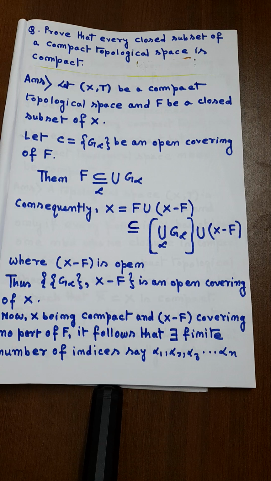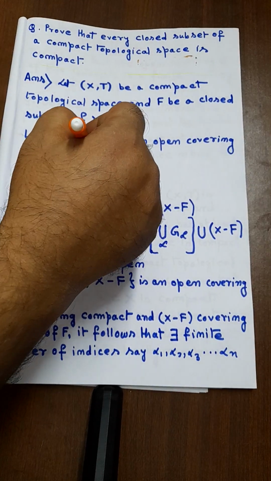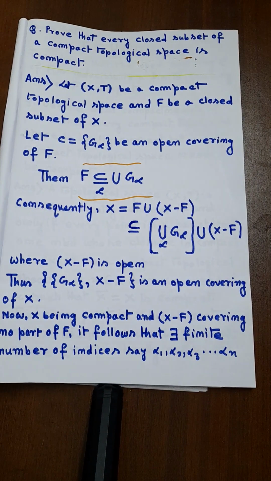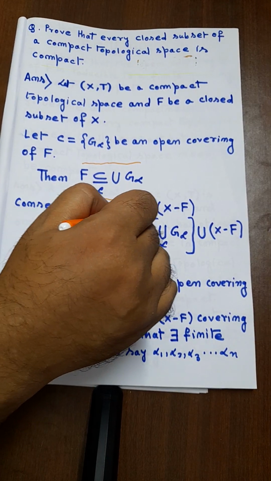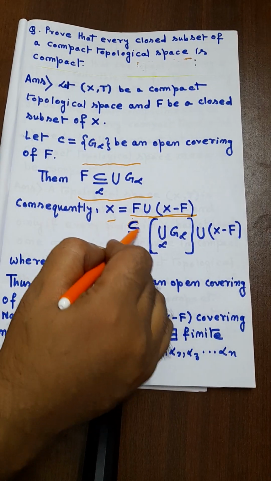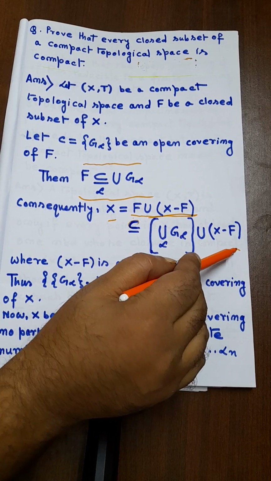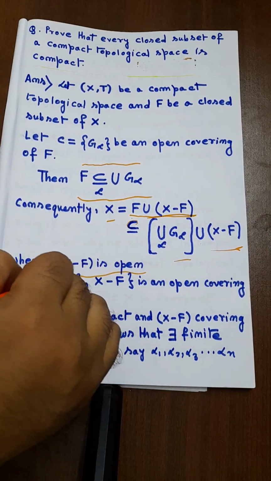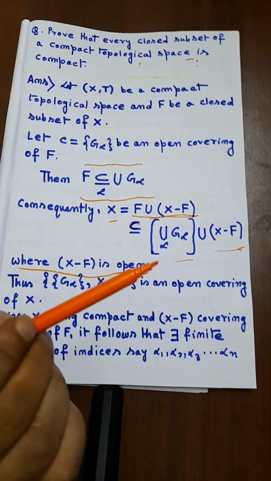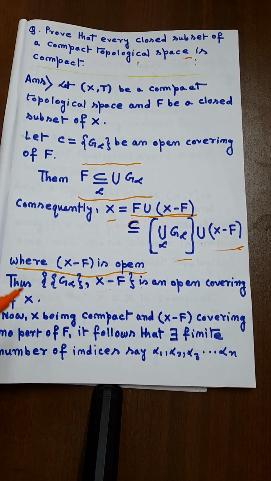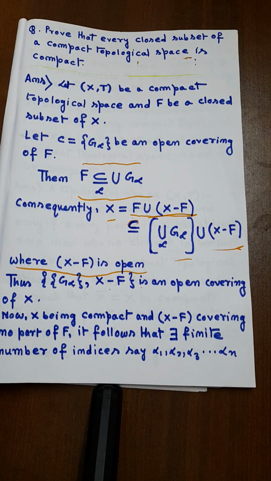Let (X, t) be a compact topological space and F be a closed subset of X. Then let C equal {G alpha} be an open covering of F. As in the previous example, we can write that F is a subset of the union of G alpha. Consequently, X equals F union (X minus F), and that will be a subset of the union of G alpha union (X minus F), where X minus F is open. Thus the set {G alpha, X minus F} is an open covering of X.